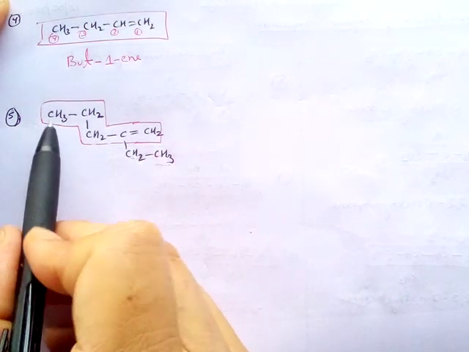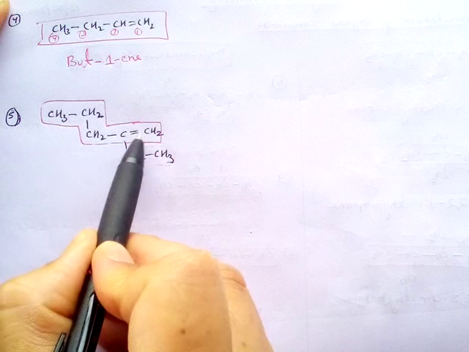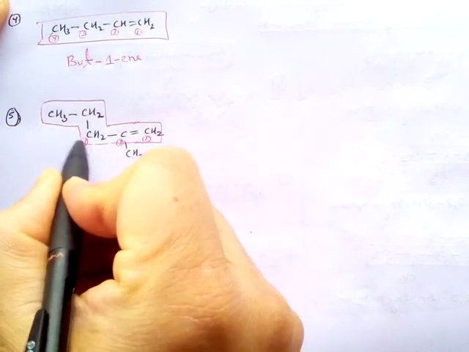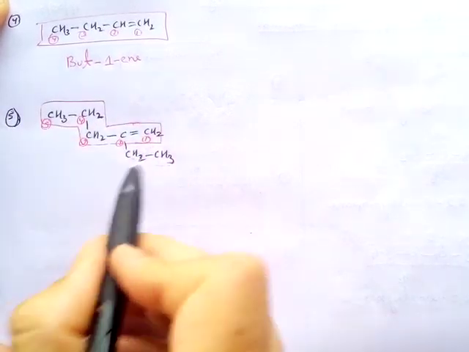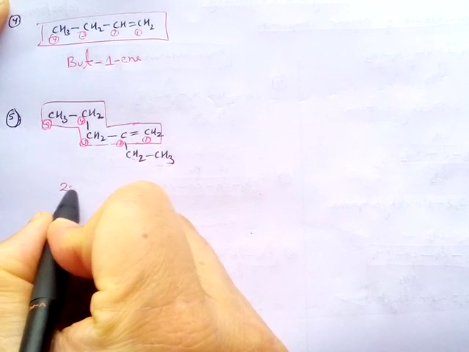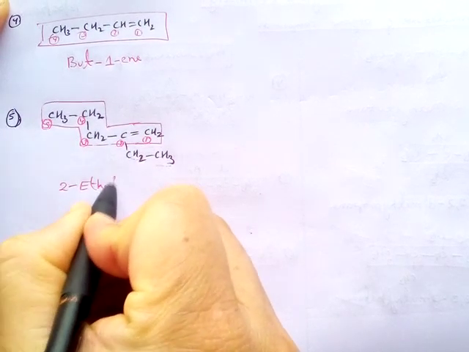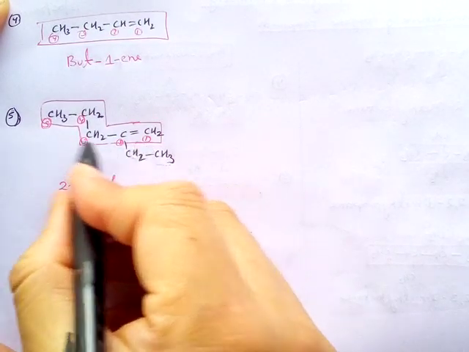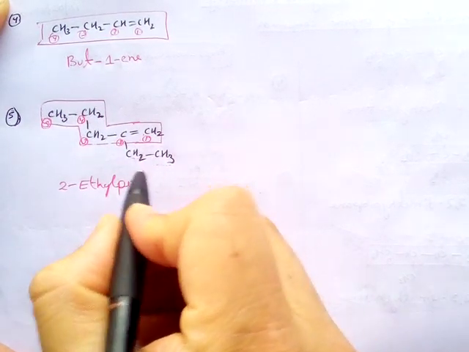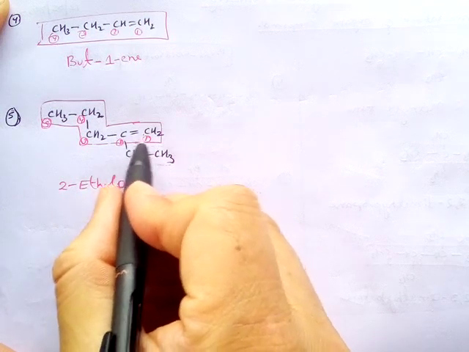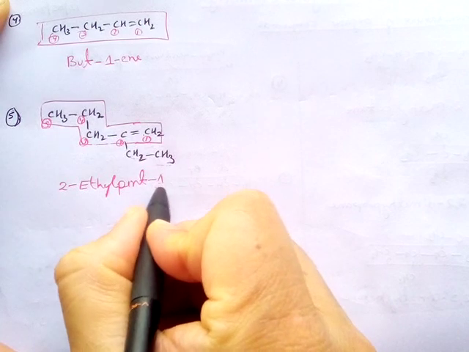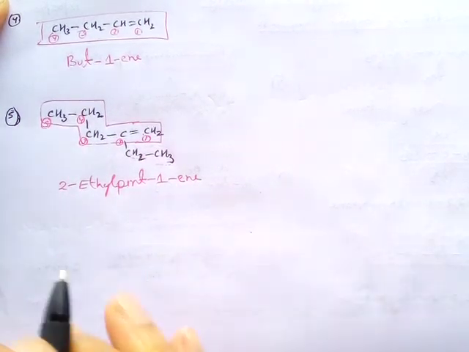Now you have to do the numbering. You cannot number from this side because here is the double bond. So the earliest you get is 1 2 3 4 5. At 2 we have a substituent. This CH2CH3 is ethyl, so it's a 2-ethyl. Then 1 2 3 4 5 is pent. The double bond is at carbon number 1 and 2, so we have to write 1-ene.